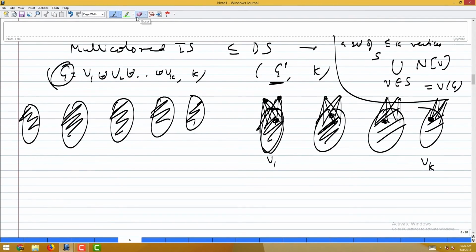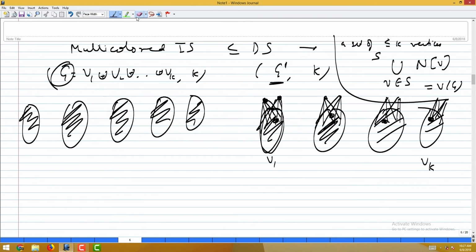I should not be picking two vertices in the dominating set which have an edge in G, right? Because if you give me a dominating set, I want to be able to give you a multicolored independent set in this graph. For that, there is a thing that you can do, which is the following. Now you construct G prime like this.